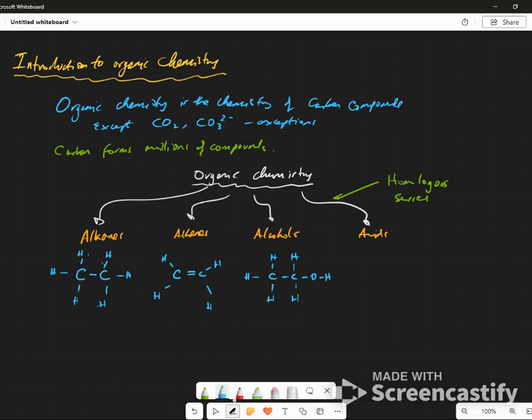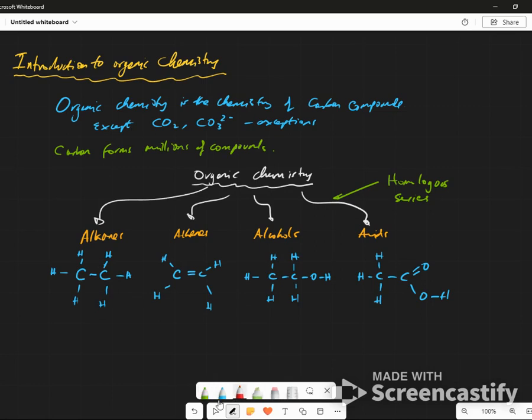The trickiest one for us, on our course anyway, is the acids, because this has a hard part to draw, that bit at the end. So there you go, there are examples of the four homologous series. Let me get rid of those tiny dots, they're annoying me. Now, what are these guys called?